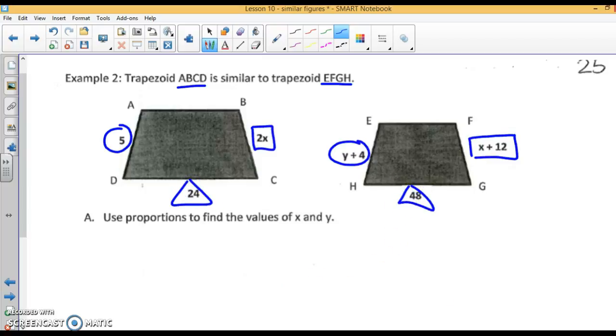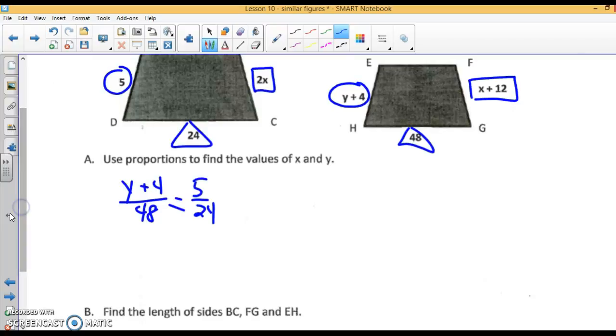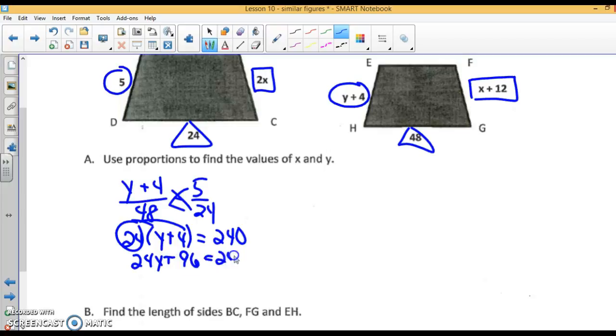So my proportion to solve for, let's do y first. I'm going to do y plus 4 over 48. So I did circle over triangle, and over here it'll be 5 over 24. Circle over triangle. Let's cross multiply. So when I cross multiply, I'm going to have to do 24 times the quantity y plus 4 equals 48 times 5 is 240. Now, how do I do this? I use distributive property.